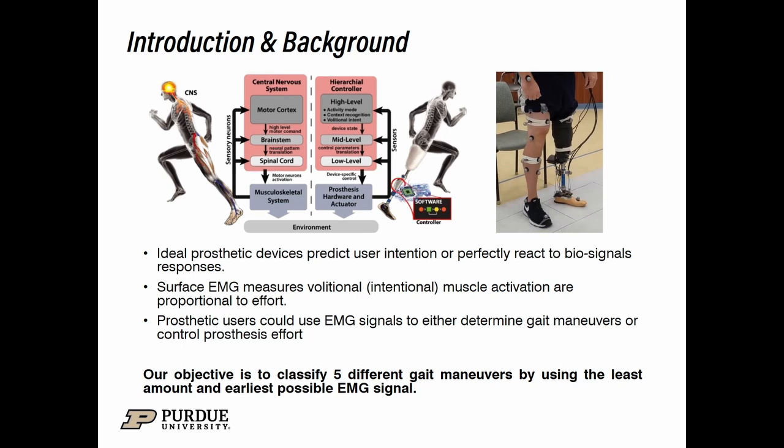Surface EMG measures volitional muscle activation from the safety of our skin. We can use these biosignals to estimate the contraction effort of the individual muscles on the leg and use them to classify 5 different types of gait maneuvers. Ideally, this classification should occur during the swing phase leading up to the stance phase or quickly after the heel strike. We should classify these steps early during the gait cycle so we can appropriately move the prosthesis in the correct trajectories.